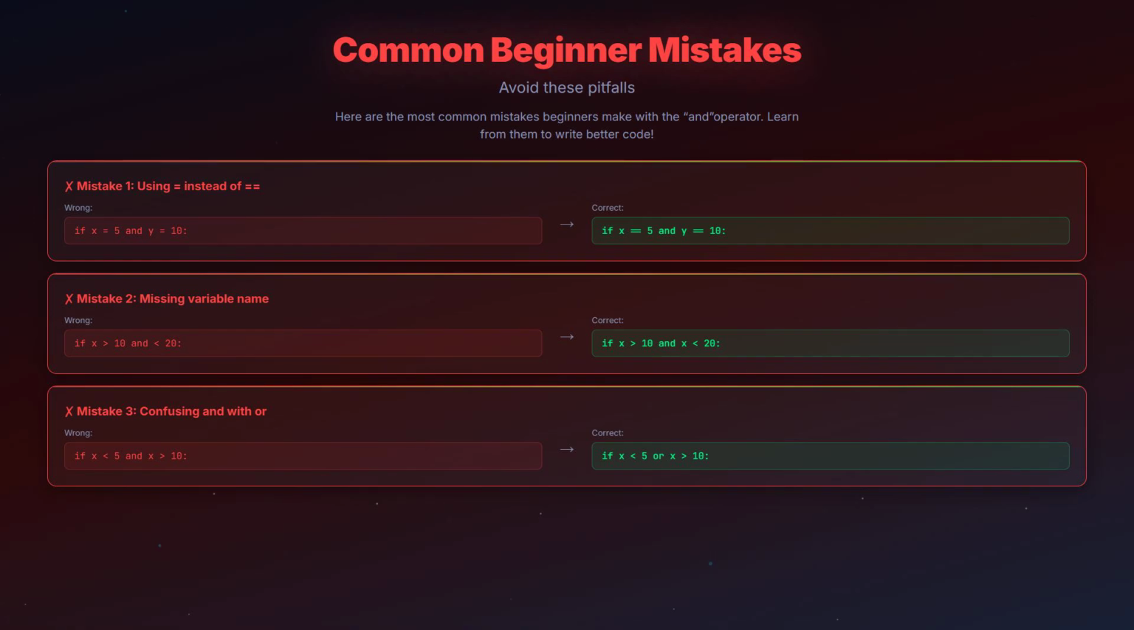Mistake number 3, confusing and with or. If you write if x less than 5 and x greater than 10, this will never be true.